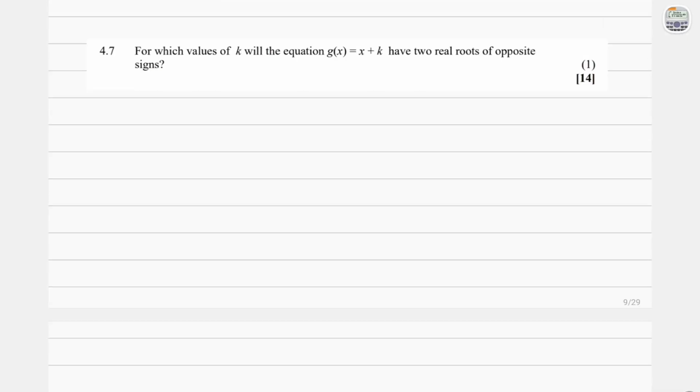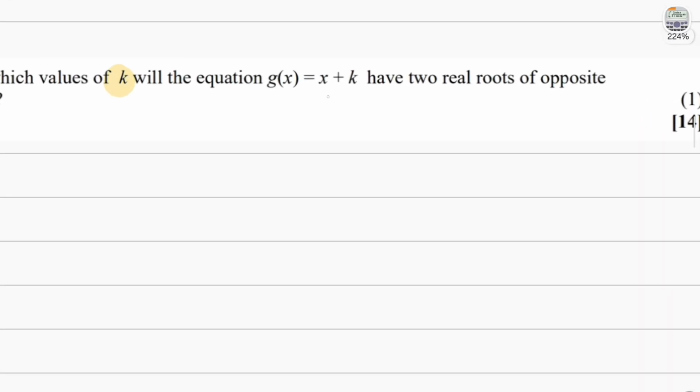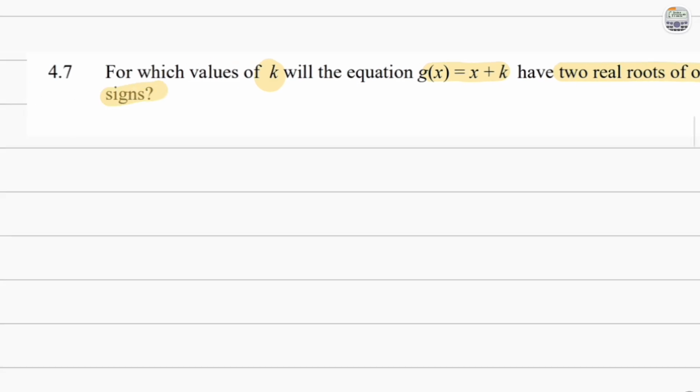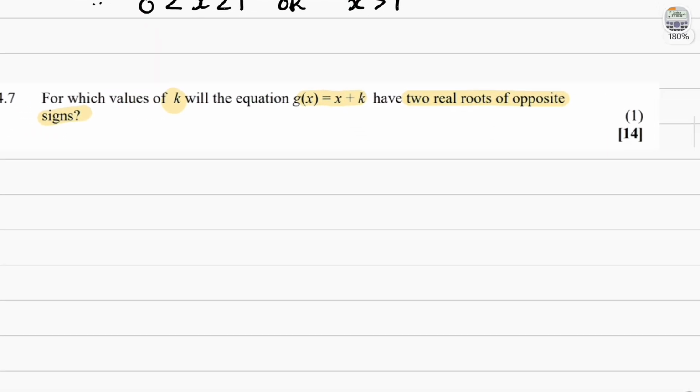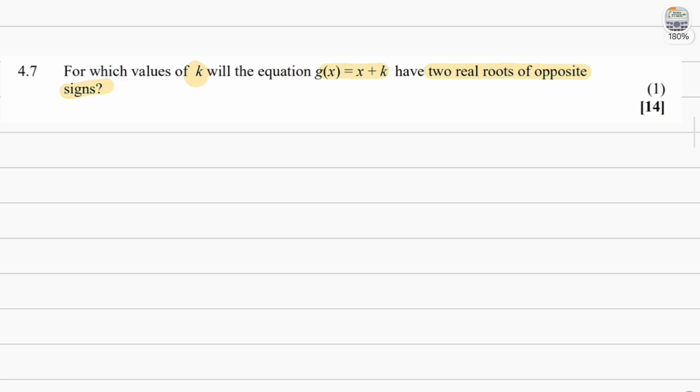Question 4.7 says, for which values of k will the equation g of x is equal to x plus k have two real roots of opposite signs? Now, when I started hearing two real roots, I was already thinking the discriminant, but here's the thing. The minute they start saying things like of opposite signs, you can't control that with the discriminant. The discriminant can only control roots like this.